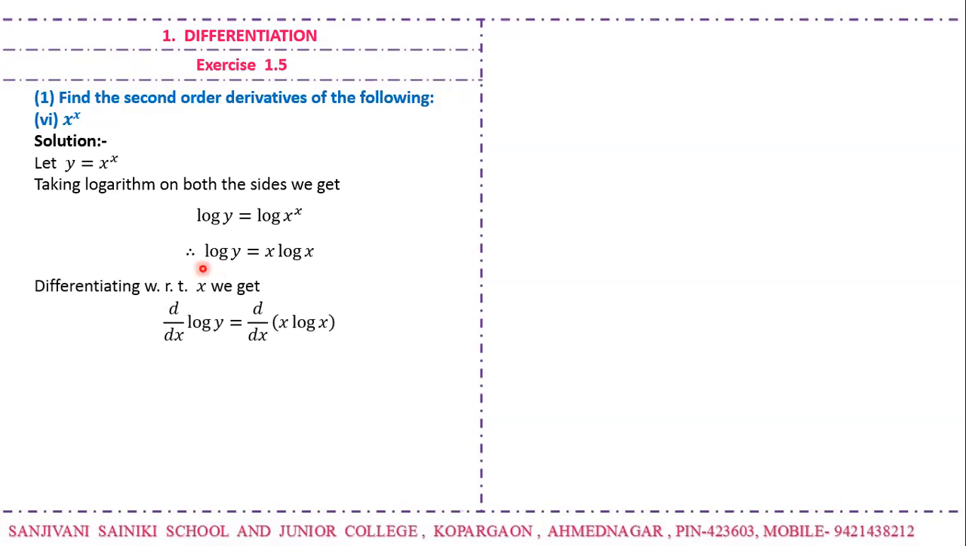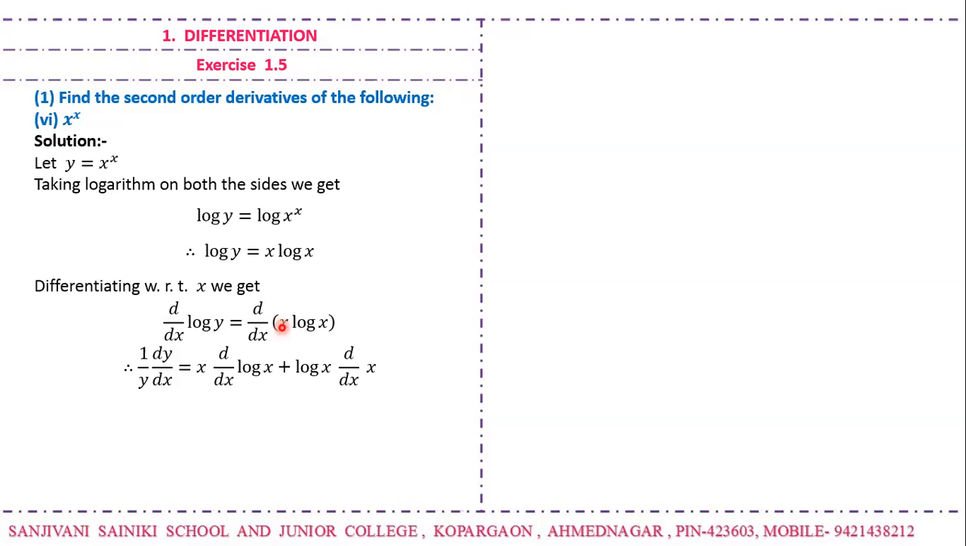Now we will differentiate it. d by dx of log of y is equal to d by dx of x log x. Now here log of y with respect to x, we are finding the derivative with respect to x, but here there is no x. So firstly we have to differentiate with respect to y and then y with respect to x. So 1 upon y dy by dx.